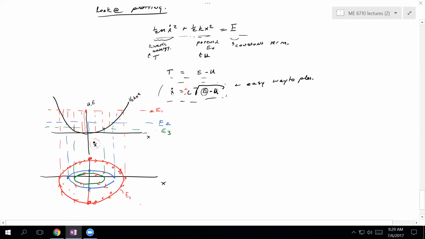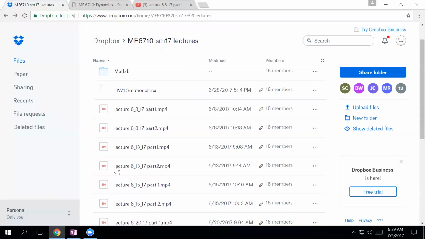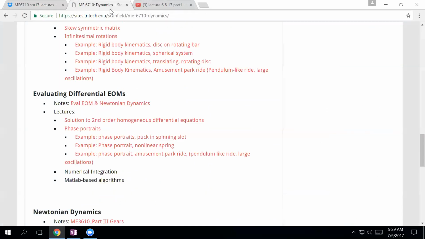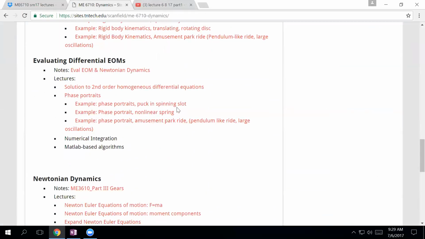If I jump quickly over to our website, I just want to mention that I've got several examples. Got your puck in a spinning slot, got your thumb in your spring. Oh, and I've got an amusement park ride. We should do that for one of the Dollywood rides. Any 1 degree of freedom ride is nice. Actually, these things are really nice. If we could have an example of that, that would be a lot of fun to do. We'll come back and talk about that next week.